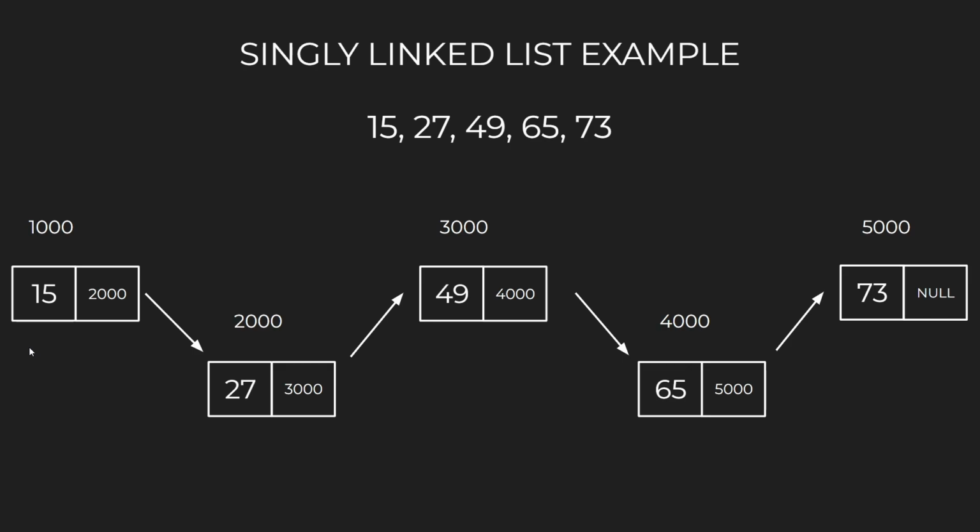So let's say we want to save 5 different values to a linked list. How do we do this? Well, as I mentioned previously, we have what we call nodes. Every node holds data and the address to the next node. So we can see that the first node holds the data, 15, and a reference to the next node.